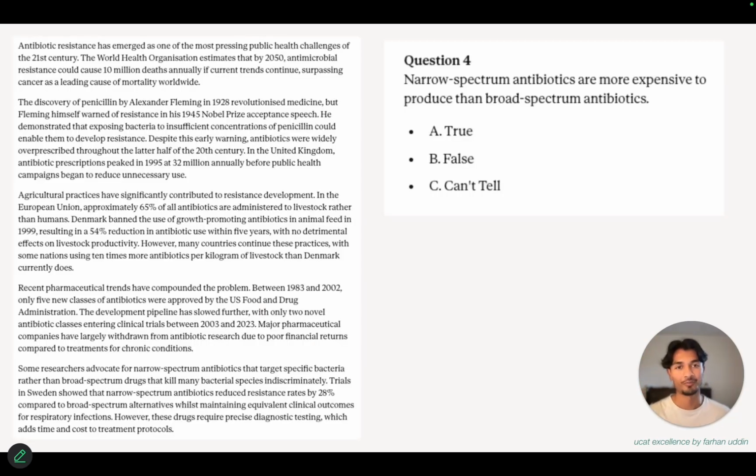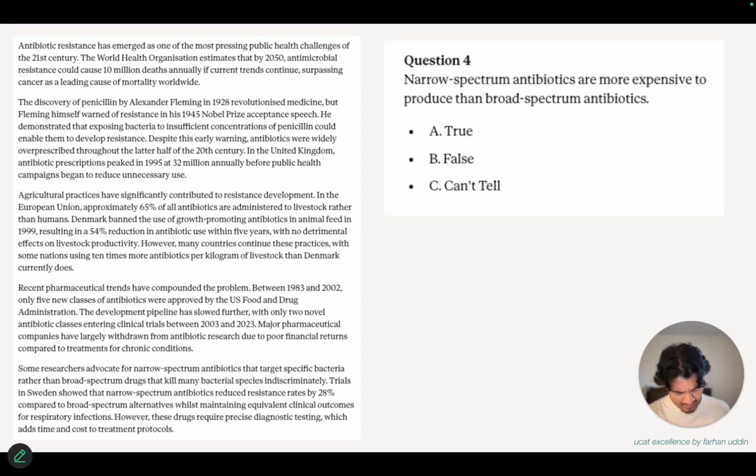So here's question 4. Narrow spectrum antibiotics are more expensive to produce than broad spectrum antibiotics. So if you do a little scan, you'll end up finding narrow spectrum somewhere around here. And so what I'll be doing is taking my time to actually understand what it says in that last paragraph, because I don't want to rush through it. Otherwise, you just rush and get faster at getting things wrong. And that's not what you want.